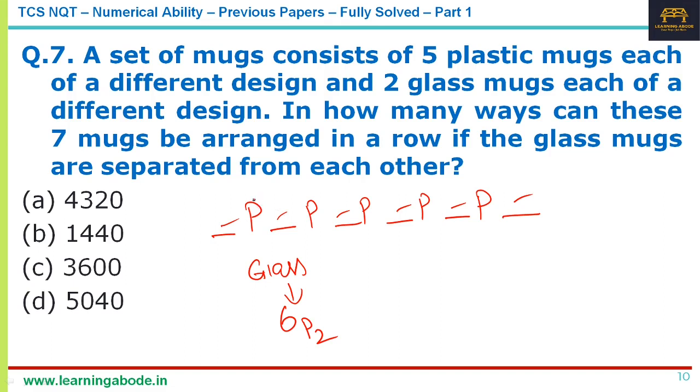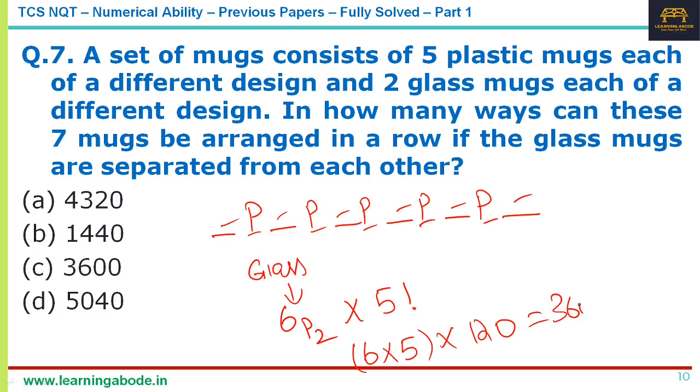And the plastic mugs, there are 5 different plastic mugs and 5 positions for them, so they can be arranged in 5P5, or 5 factorial, ways. Now 6P2 you can write as 6 into 5, that is 30, into 5 factorial, which we know is 120. So 30 into 120, 3600 is the answer. Question number 7, answer option C.